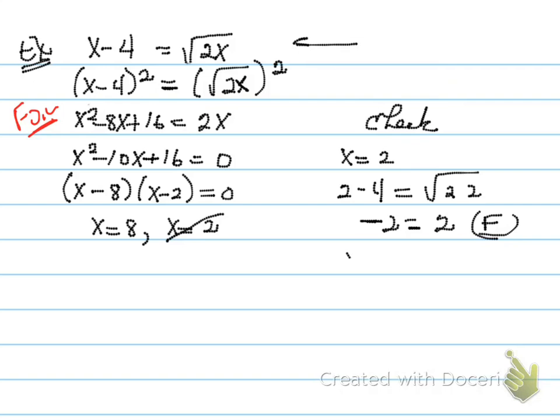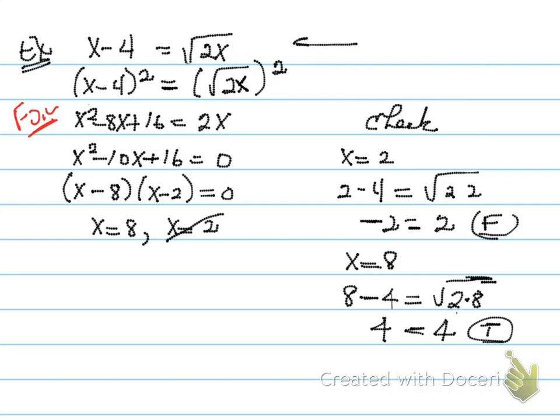Then you check x equals 8. Plug it into the original. So what you want to know is 8 minus 4, does it equal the square root of 2 times 8? So 8 minus 4 is 4. Square root of 16 is 4. So this is true. x equals 8 is your only answer. So in this case, we can see that we did in fact have one extraneous root.